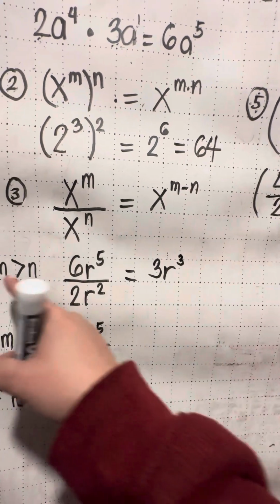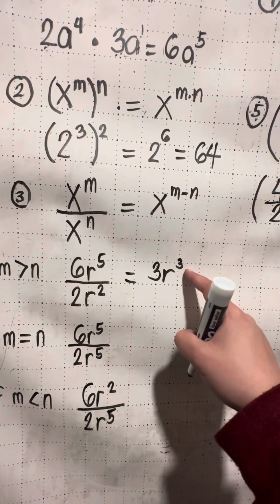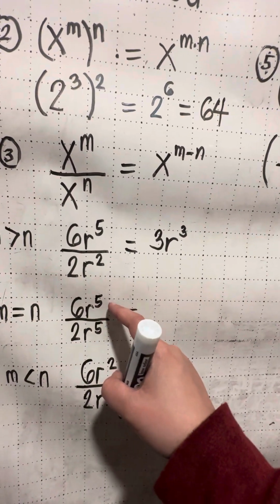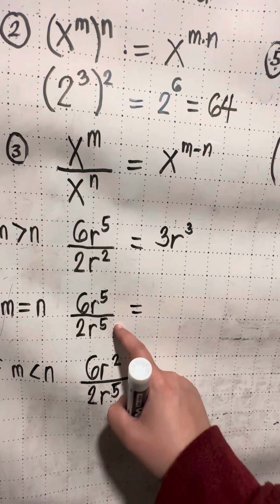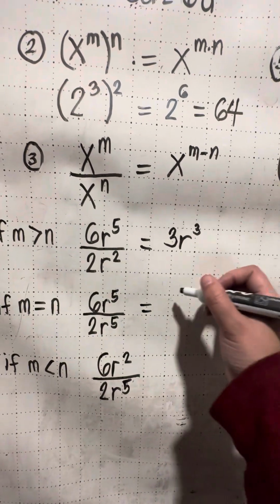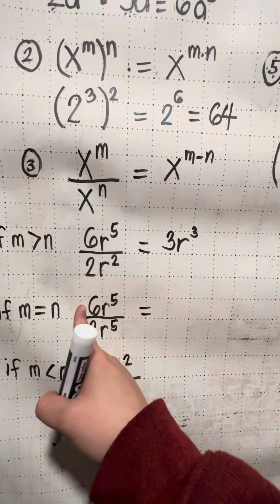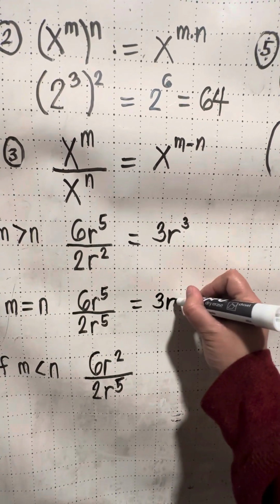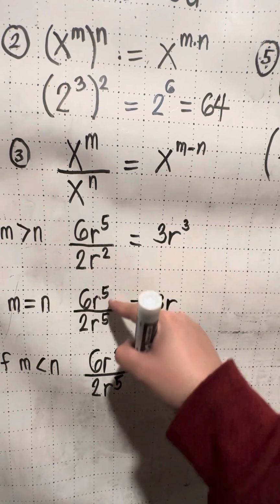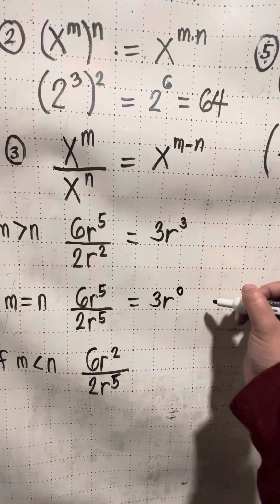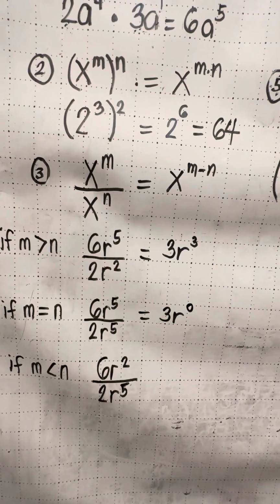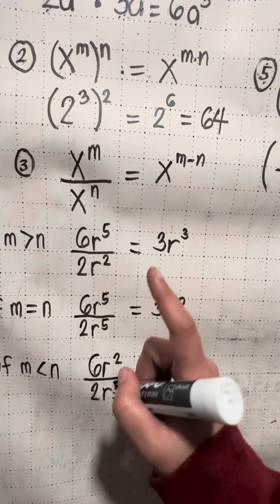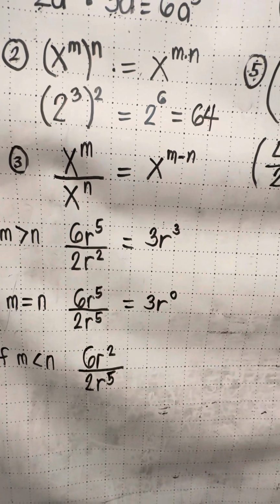So again, if m is greater than n, the exponent is positive, okay? And what if the exponent in the numerator and the exponent in the denominator are equal? What will happen? Divide the numerical coefficients first. So that is 3. And then copy the base r, and then subtract the exponents 5 and 5. And that is 0. So this is why we do have a 0 exponent. It's because the exponent of the numerator and the exponent of the denominator are equal.